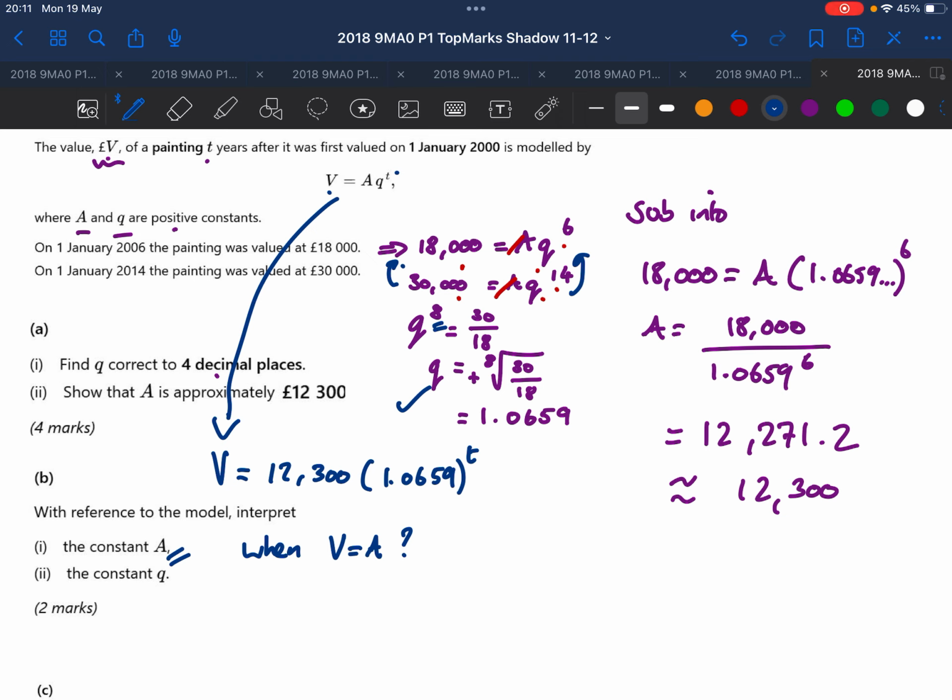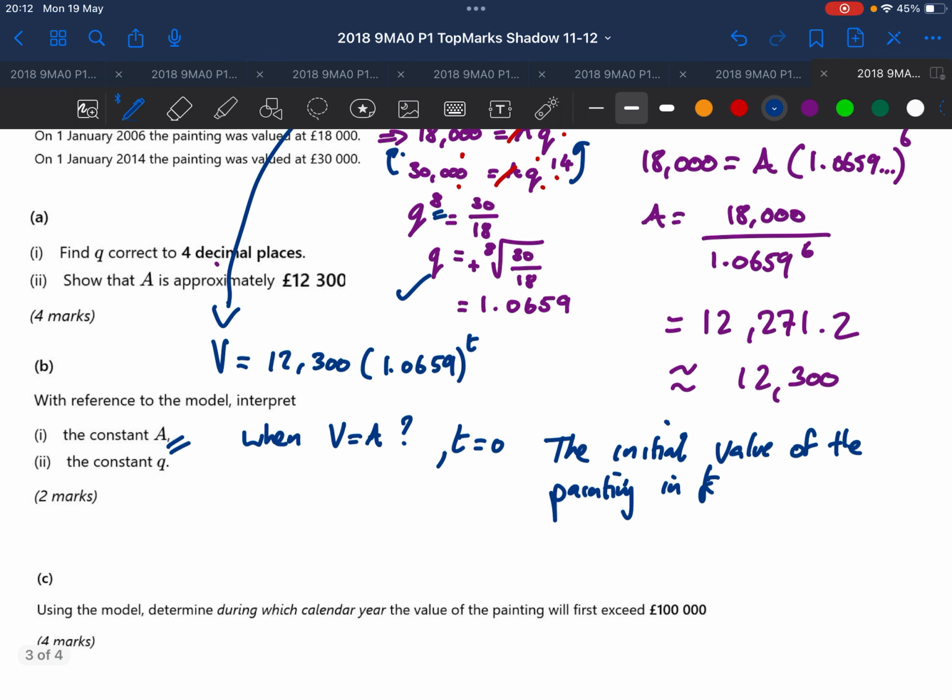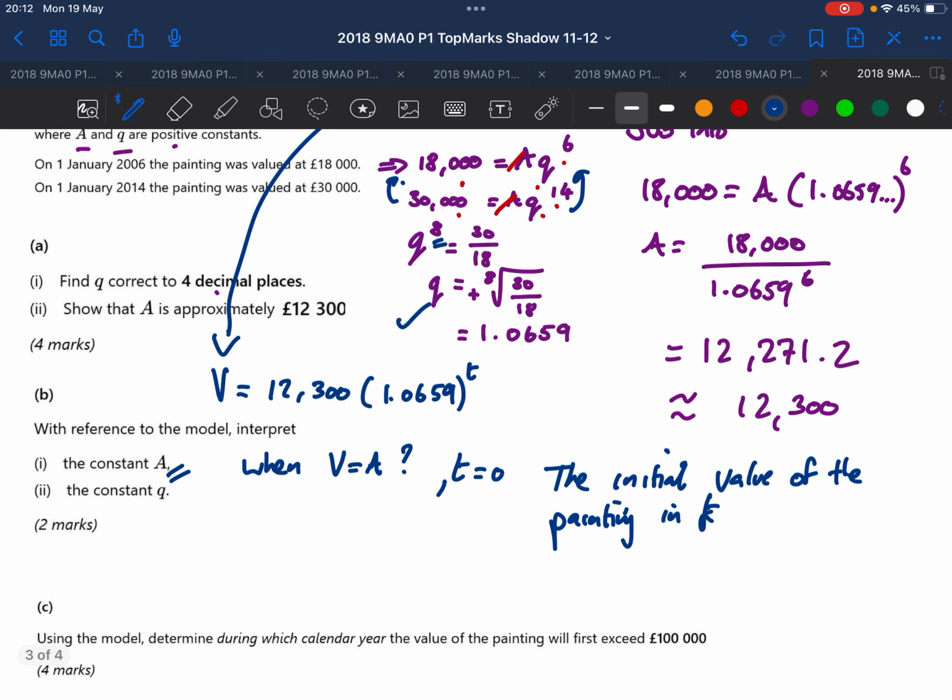So that's going to be when you make t equal to 0, because Q to 0 is 1. So that's actually a good word to use here: that's the initial value of what? Of the painting in pounds. Okay, so it's always really, really important to be specific with these interpretations. So the initial value of the painting in pounds.